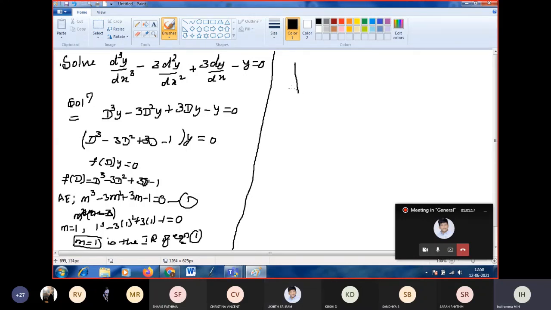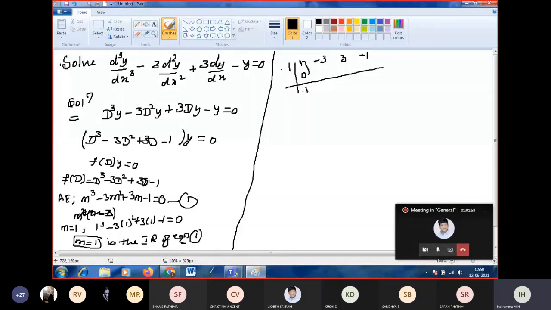Synthetic division method. Write all the coefficients. Start from m cube coefficient, 1. Next, write the coefficients of the equation: minus 3, 3, minus 1. What shall I write here? 0. Add these two.